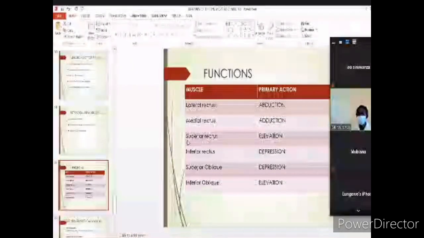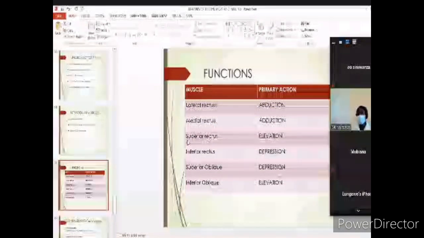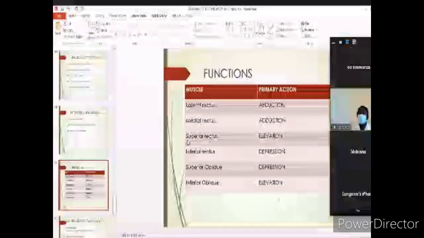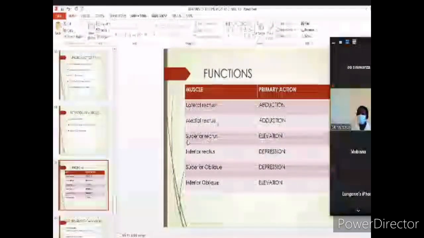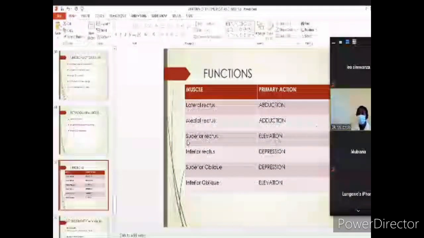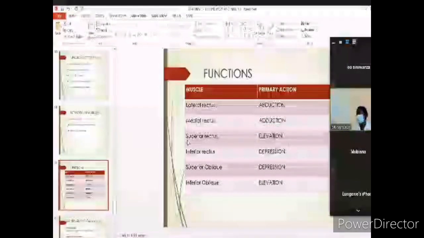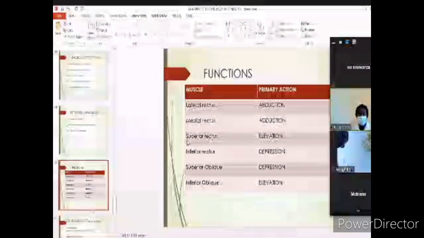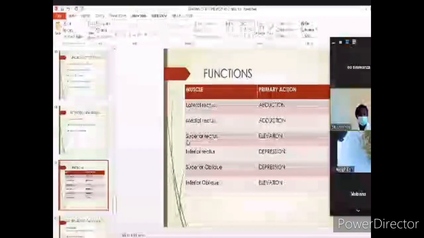We'll look at these eye movements and explain. And of course, we have the superior and inferior oblique. They elevate the eye and they depress it as well. So when they do these actions together with these two recti, they actually have maximum elevation and depression, depending on which one you're talking about, whether it's inferior or superior, okay?